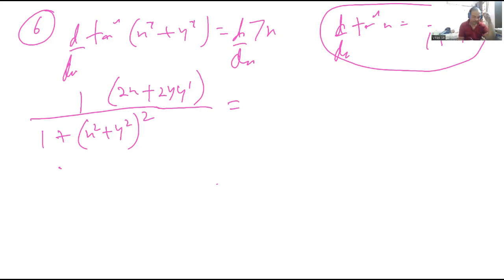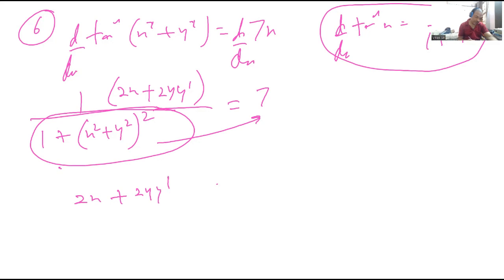7x means you will have 7. Now, what else can you do? You can bring this denominator to the RHS part. In the numerator, you will have 2x plus 2y y dash, and in the RHS you will have 7 times 1 plus x squared plus y squared, the whole square.